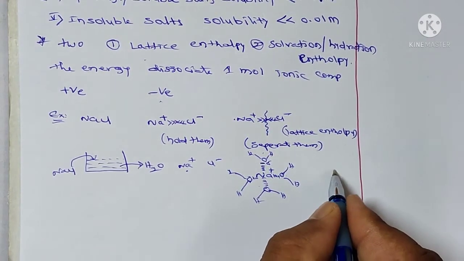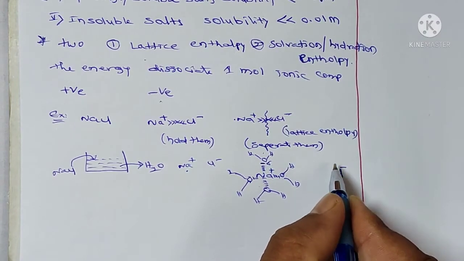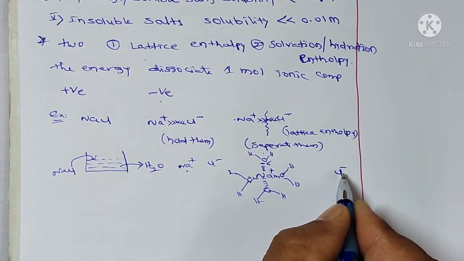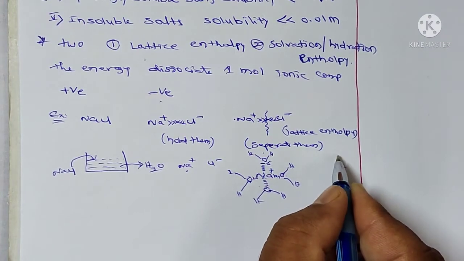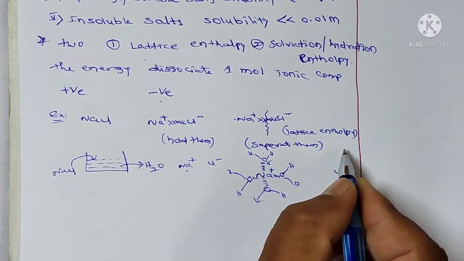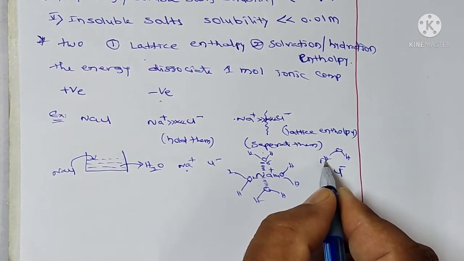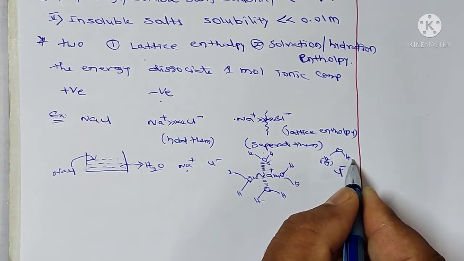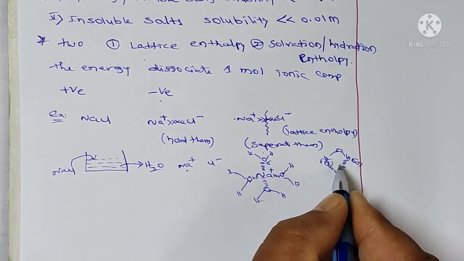In the same way, the Cl minus ions are also surrounded by water molecules due to the attractive force between the negative charge of the Cl minus ion and the hydrogen positive charge on water. So here, there is a partial positive charge on hydrogen. So there is an attractive force between the opposite charges.